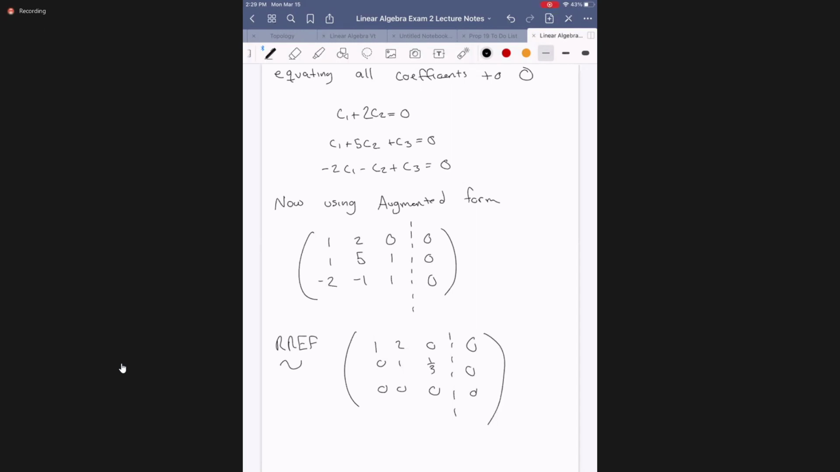Now that we found our C's, is that set of vectors linearly independent or dependent? Yeah, so they're dependent, right? This didn't reduce down to the identity. So these are linearly dependent.